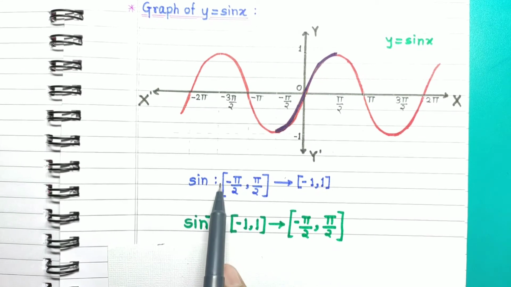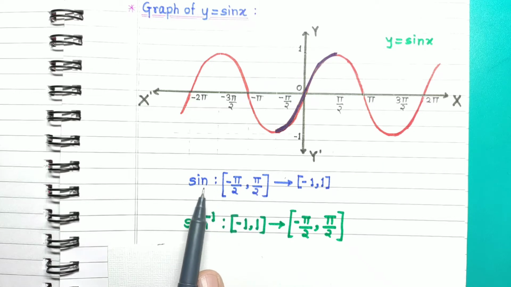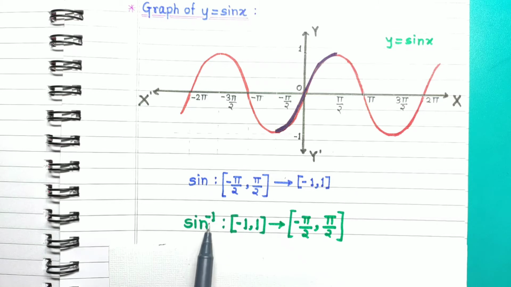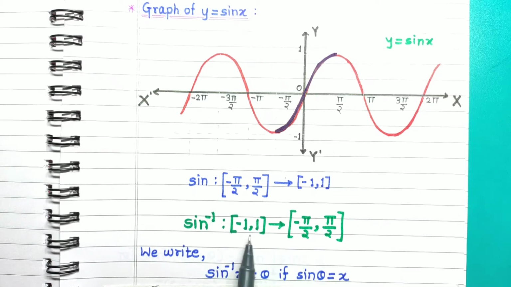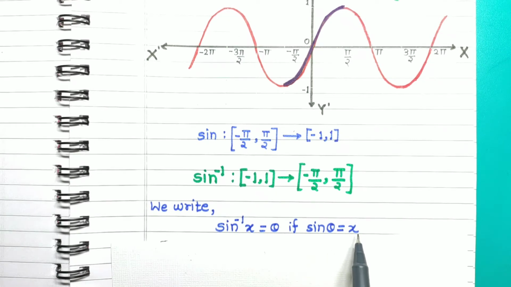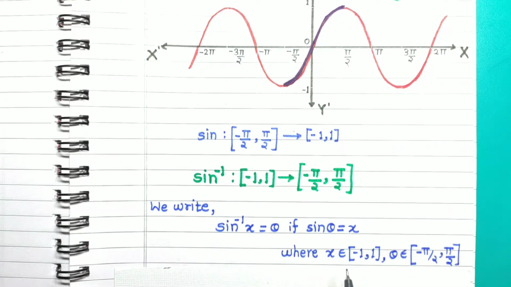So this closed interval minus pi by 2 to pi by 2 is the restricted domain of the sine function, and for that domain we can define its inverse like this. And for this sine inverse function, see, we can write sine inverse of x is equal to theta if sine theta is equal to x, where x belongs to the closed interval -1 to 1 and theta belongs to the closed interval minus pi by 2 to pi by 2.